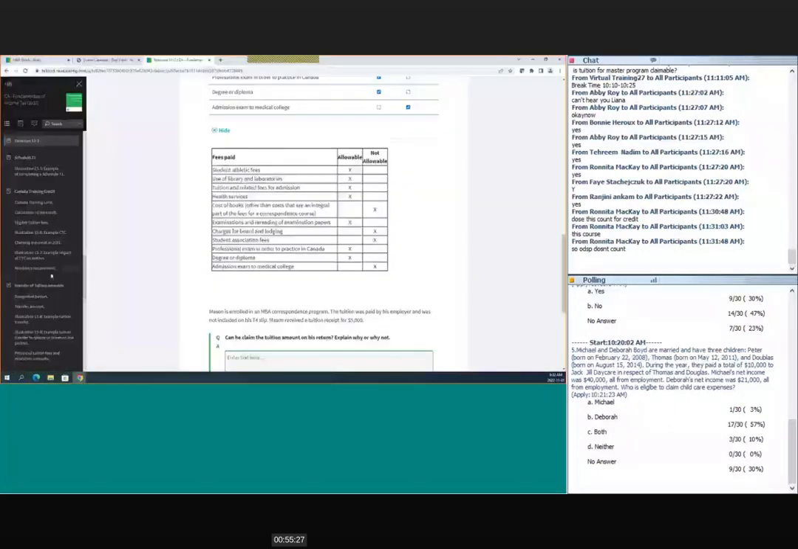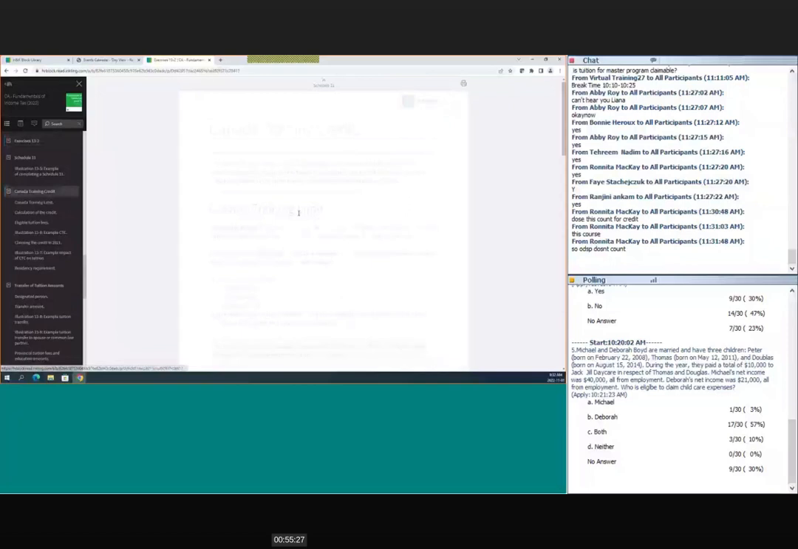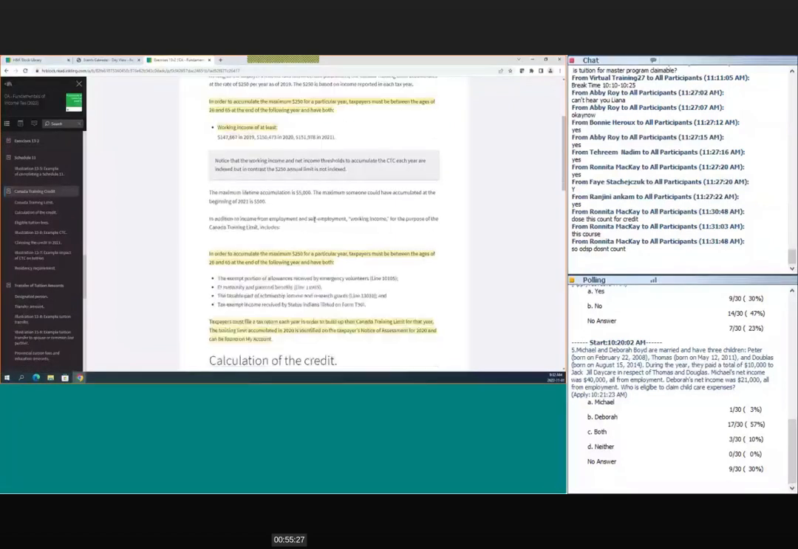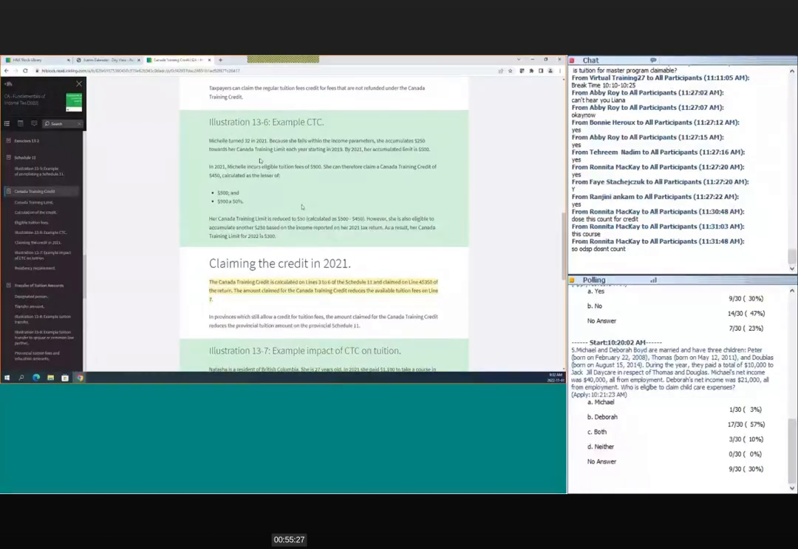There we go. Okay, so let's look at the training credit here. They want you to see the illustration. So here we have Michelle, who turned 32 in 2021. Because she falls within the income parameters, she accumulated $250 towards her Canada training limit each year starting in 2019. So that's when the program started, 2019.